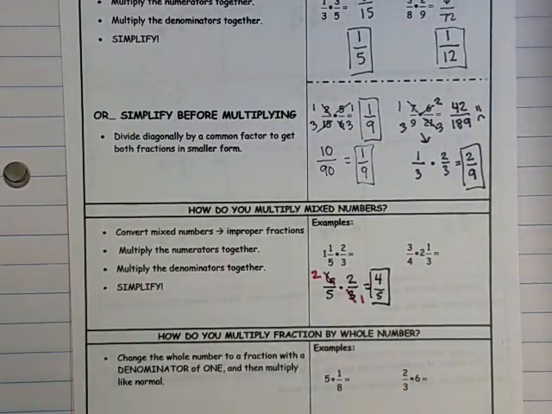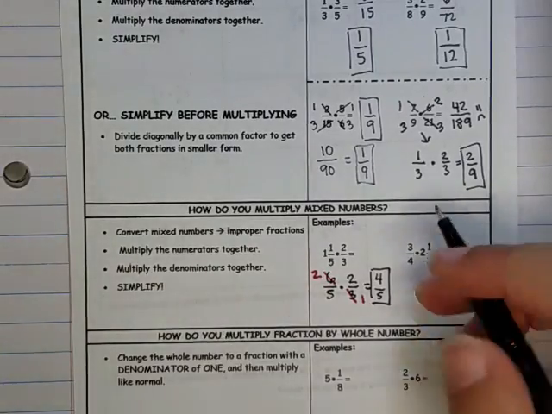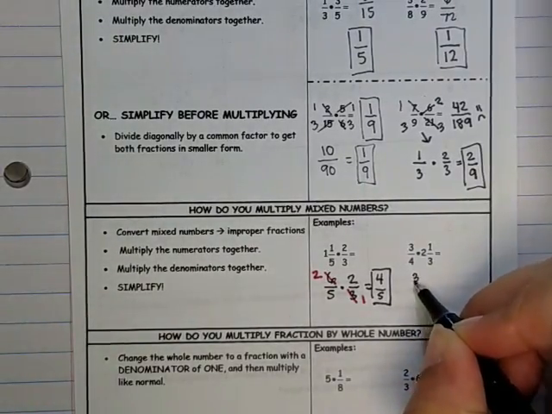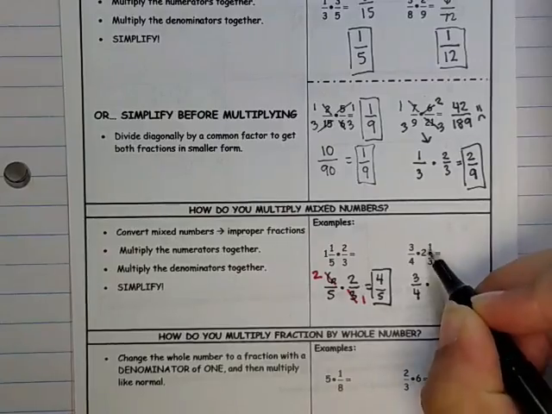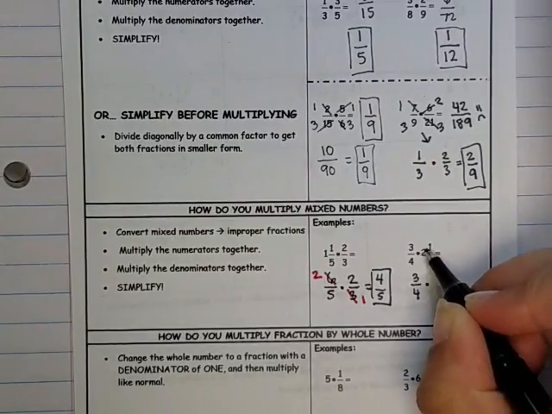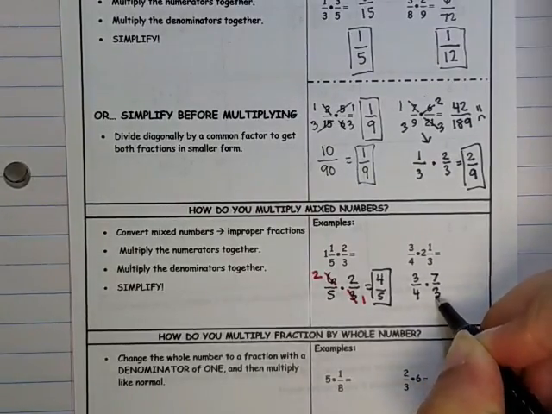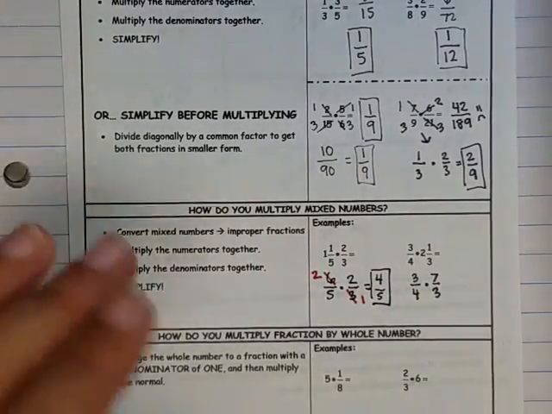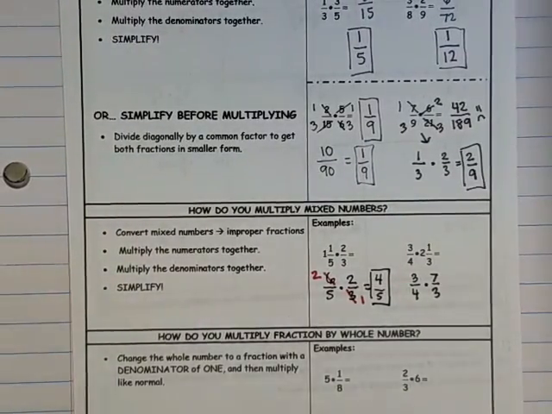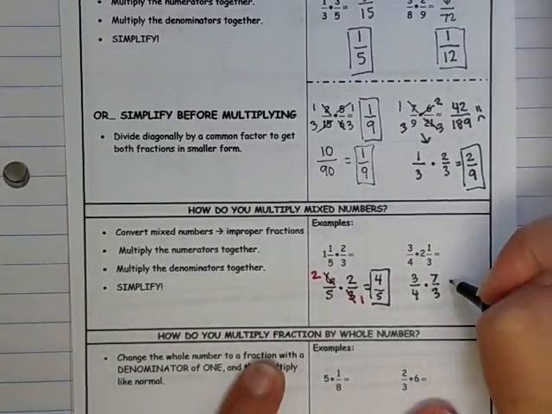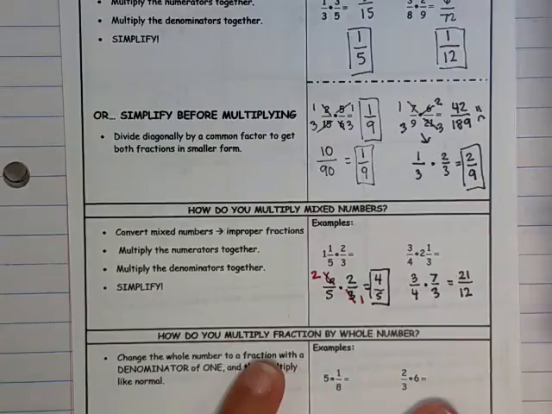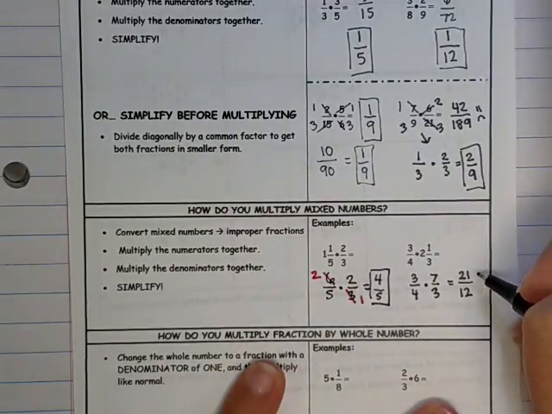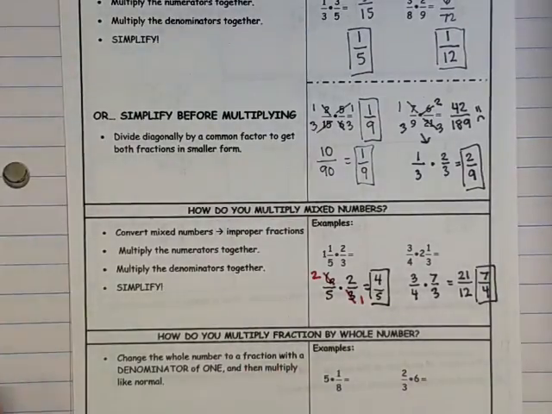All right, this next one, oh, sorry for the bell. This next one, I'm going to change 2 and 1/3 to be 7/3. This time, I'm going to multiply before I simplify. It'll still give me the same product. So this gives me 21 over 12. Well, both 21 and 12 can be divided by 3. So 21 divided by 3 is 7. 12 divided by 3 is 4. So 7/4 is my final answer.